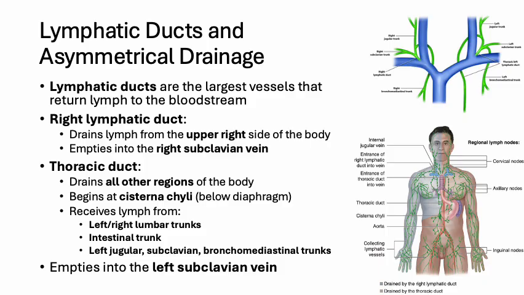The right lymphatic duct is much smaller and only collects lymph from the upper right portion of the body, including the right side of the head and neck, as well as the right upper limb and the right side of the thorax. This duct empties lymph into the right subclavian vein, just lateral to its junction with the right internal jugular vein. The rest of the body, eventually everything else, drains through the thoracic duct, which is significantly larger.